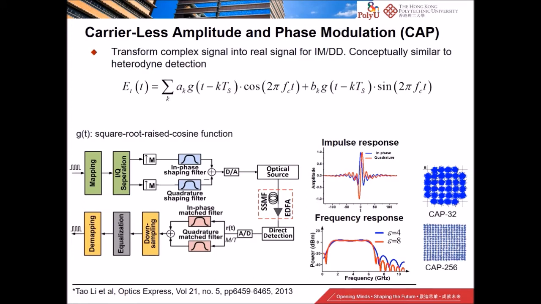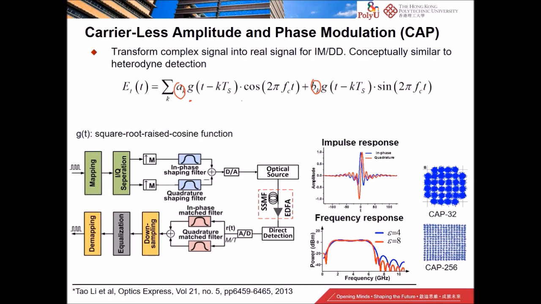And here is another way to encode information on the amplitude. This is what we call carrierless amplitude and phase modulation, CAP. Essentially, the idea is to transform complex signals into real signals for IMDD systems. Right? So conceptually, it's quite similar to heterodyne detection. What you have here is your information A and B, and then it goes through a shaping filter G. Typically, a square root raised cosine function.